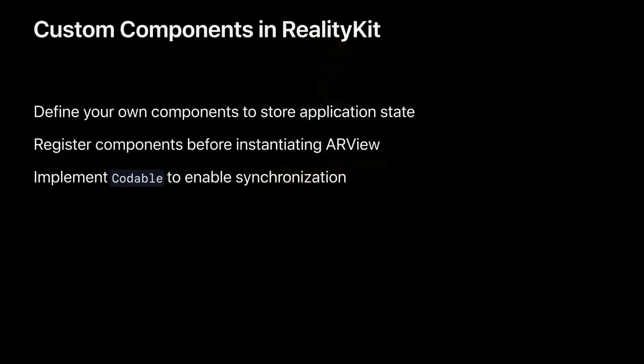So again, about custom components in RealityKit. They're really easy to set up. You define a struct. You register the components before you instantiate the AR view. And you comply with the Swift Codable protocol. That provides all the information RealityKit needs to serialize your structure and send it across the network.